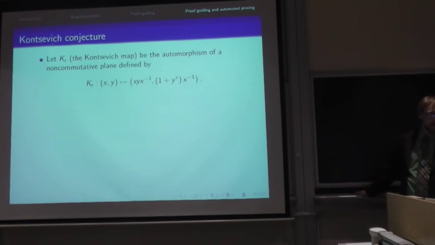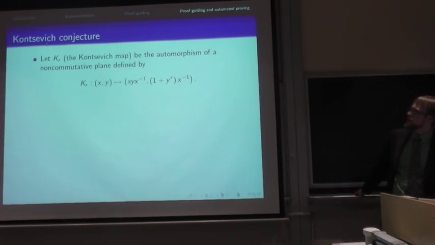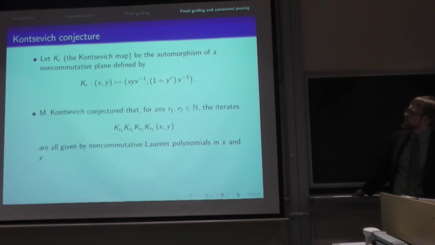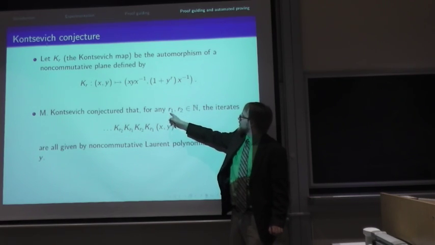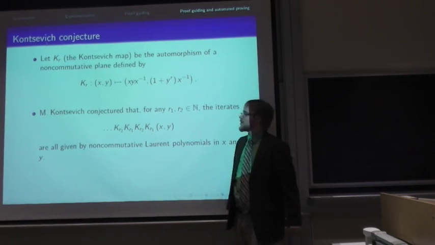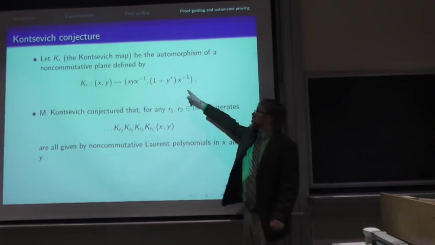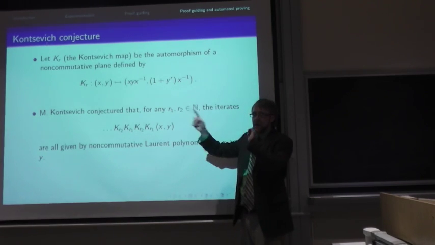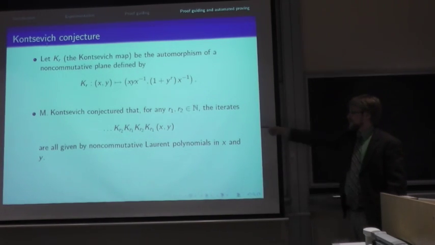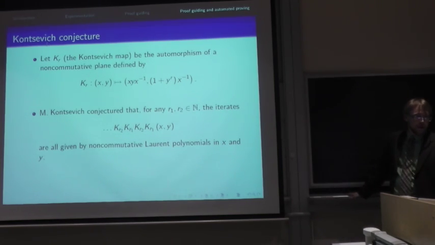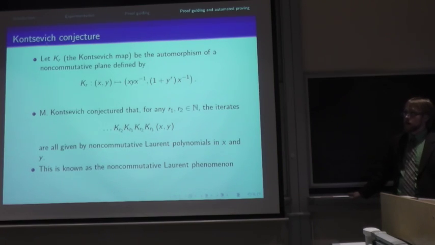And so Kontsevich defined a map, an automorphism of the plane, so (x, y) gets mapped to that ordered pair. And he conjectured that, here, 1 plus y to the r. If you pick any r1, r2, any two positive integers you want, and then just apply this map to x, y in turn, just switching off between r1 and r2 over and over again, you'll always end up with non-commutative Laurent polynomials in your initial data. And so this is essentially a non-commutative analog of the Laurent phenomenon.